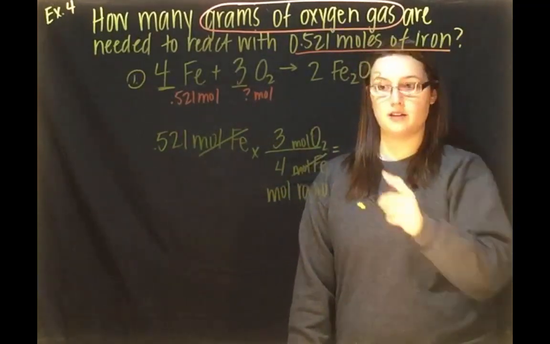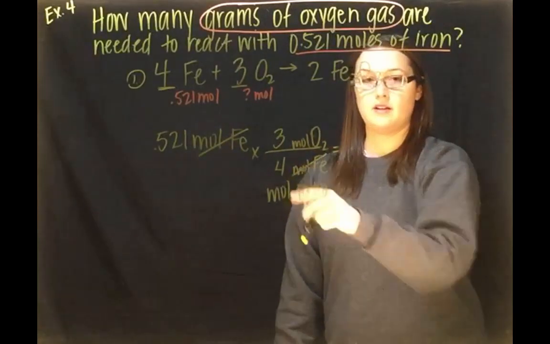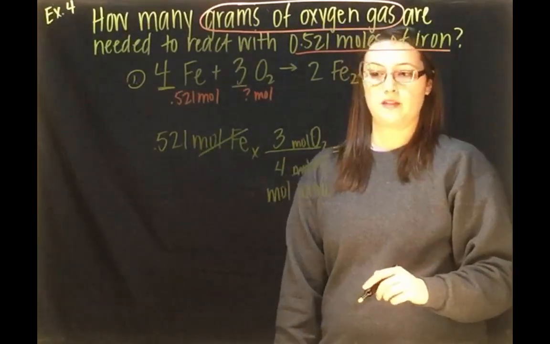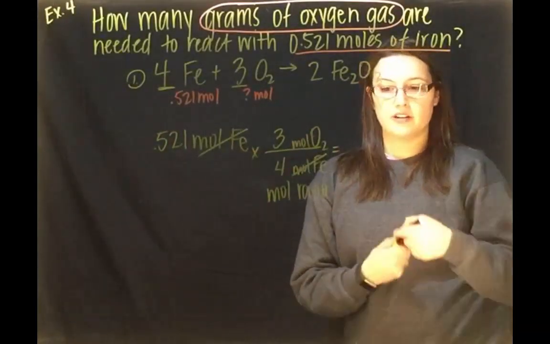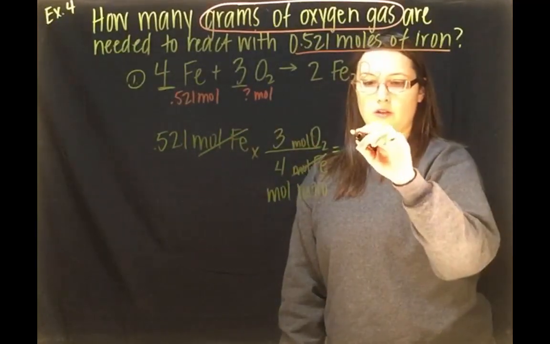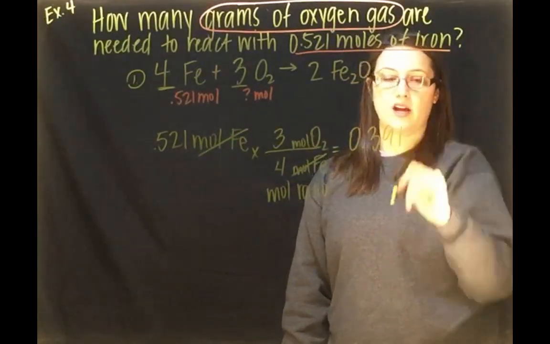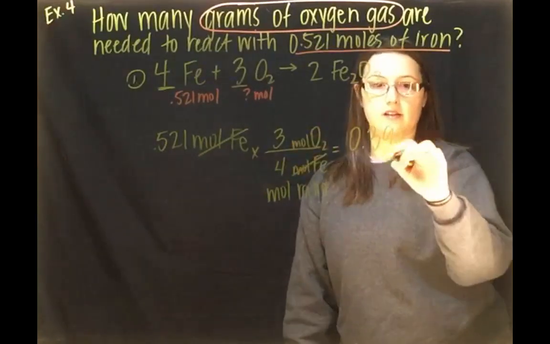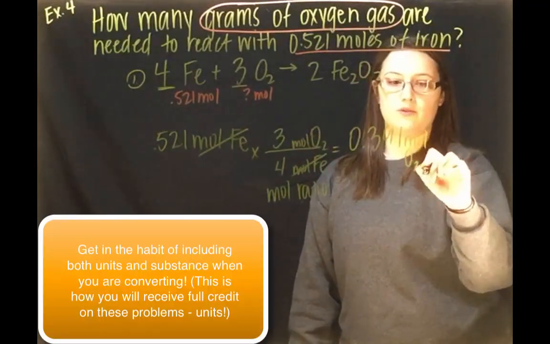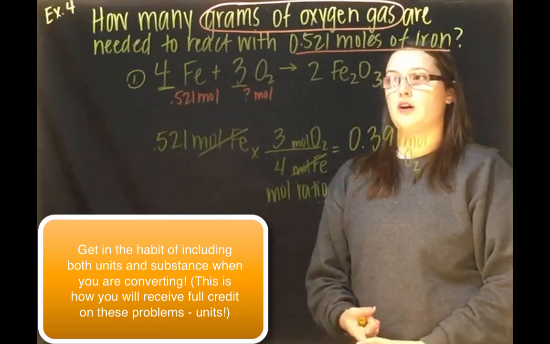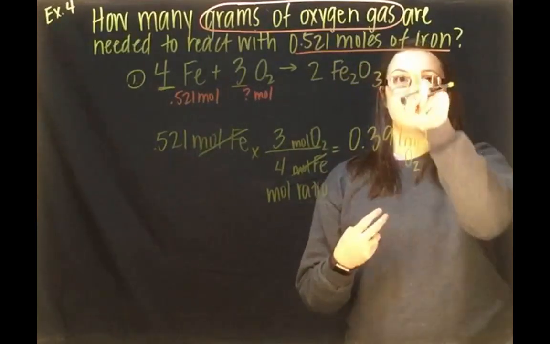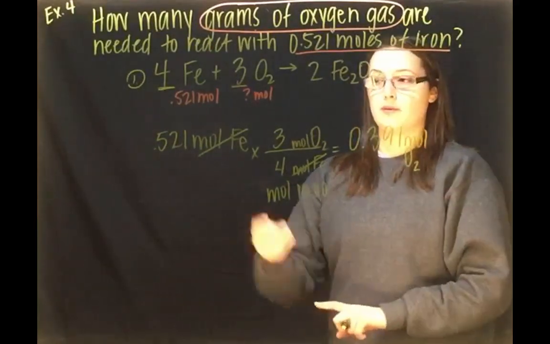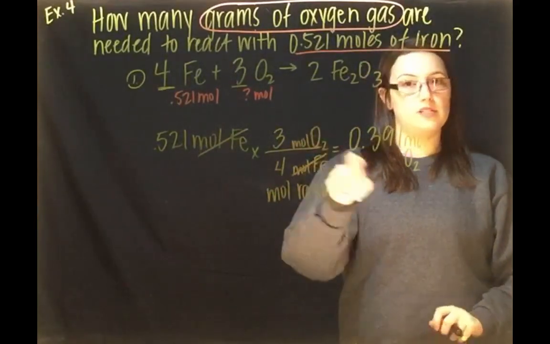0.521 times 3, because you multiply across the top, divide by what's on the bottom. So take a second to do that and include your answer with units. So when we put this in our calculator and we solve, you should get 0.391. Now this is moles of O2. So now I've gone through step 1 of the balanced equation, step 2, making sure my given is in moles, and step 3, converting to my new substance.